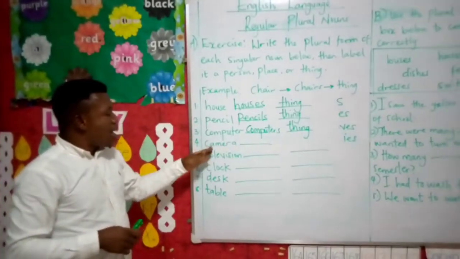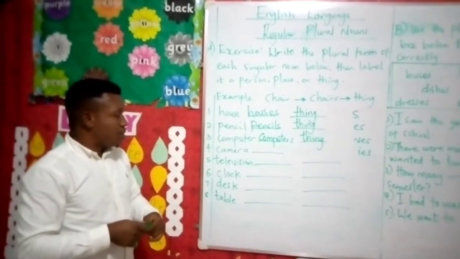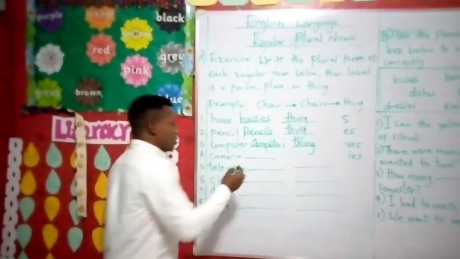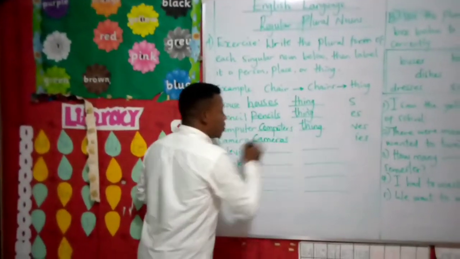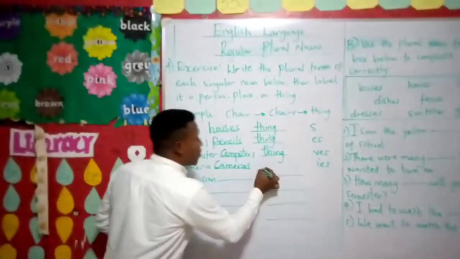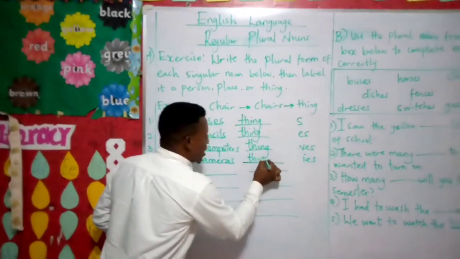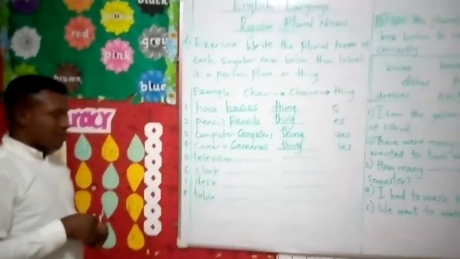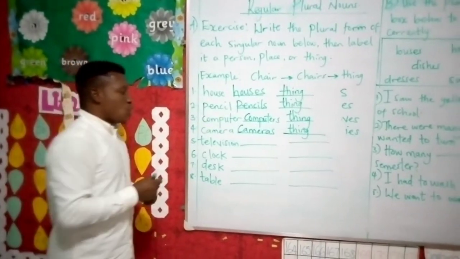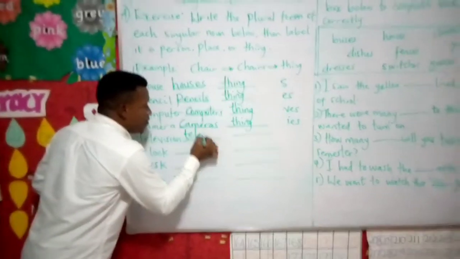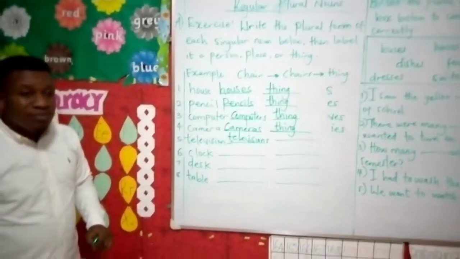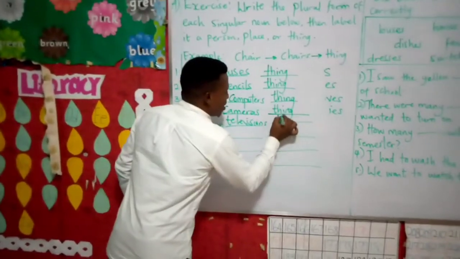Let's go further. Number 4, camera. The plural form for camera is cameras. A camera is not a person. A camera is not a place, but it's a thing. Number 5, television. We have the plural form for television as televisions. And this is not a person, it's not a place, but a thing.